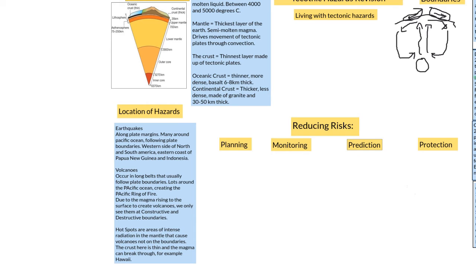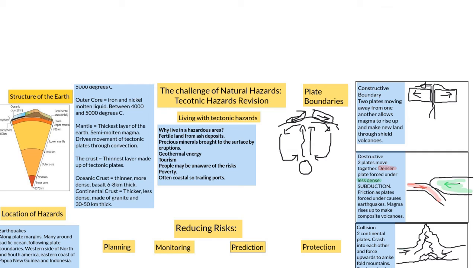Okay, so for example, around the Pacific, we see the Pacific Ring of Fire. Now we do sometimes see volcanoes not at a plate boundary, and this is what we call a hot spot. It's caused by an intense area of radiation in the Earth's core, causing the magma to rise to the surface, where particularly thin crust is at the surface, and this magma is able to break through, and the Hawaiian Islands are the best example of this that I could actually give you.